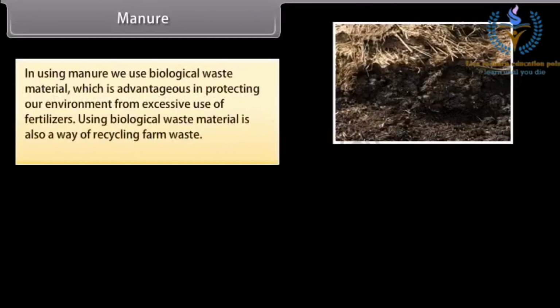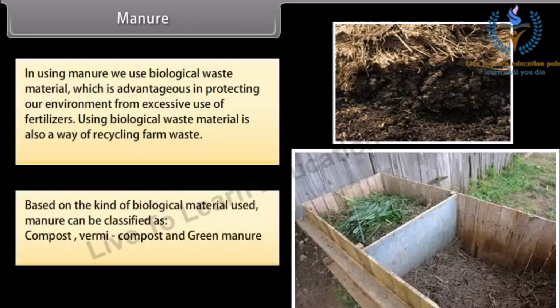In using manure, we use biological waste material, which is advantageous in protecting our environment from excessive use of fertilizers. Using biological waste material is also a way of recycling farm waste. Based on the kind of biological material used, manure can be classified as compost, vermicompost, and green manure.